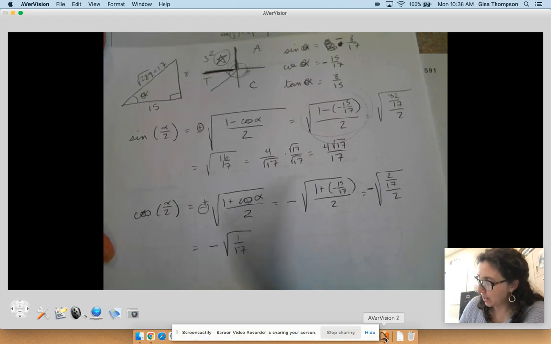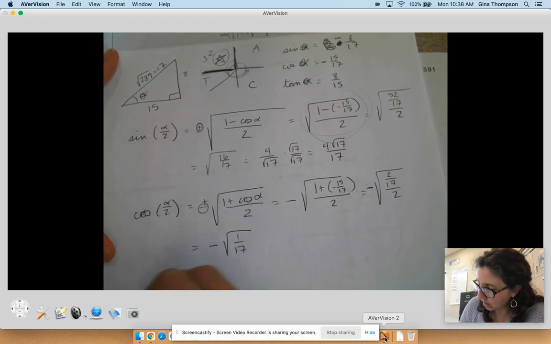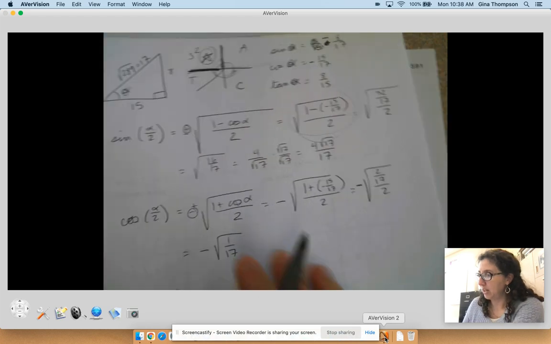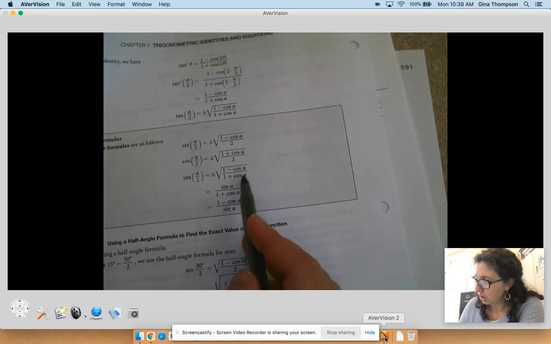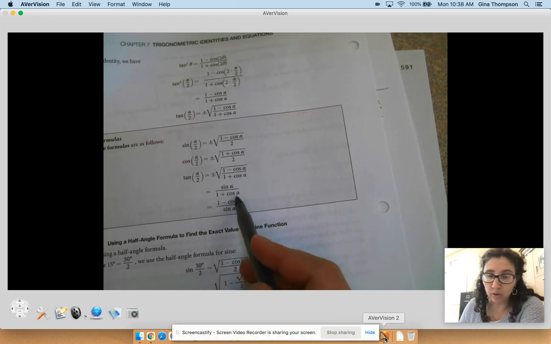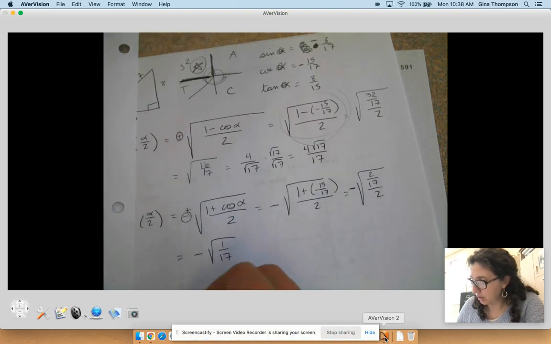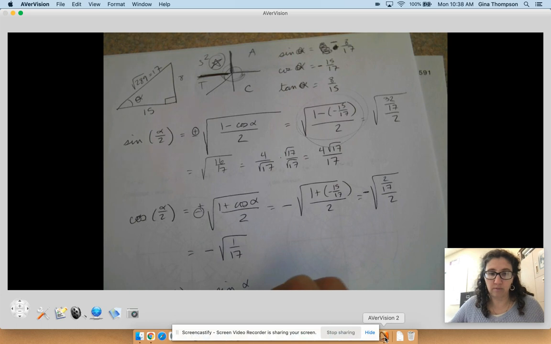All right, and then finally, to find tangent of alpha over 2, let's look at our equations for tangent of alpha over 2. I don't know which one to choose. Let's choose this one just for fun. So this is going to be sine of alpha over 1 plus cosine of alpha.